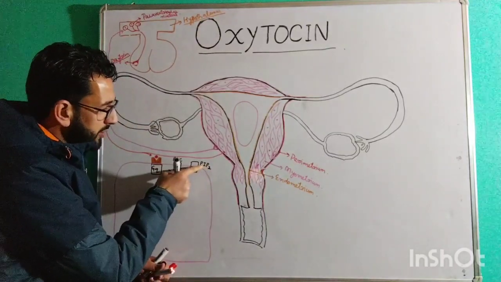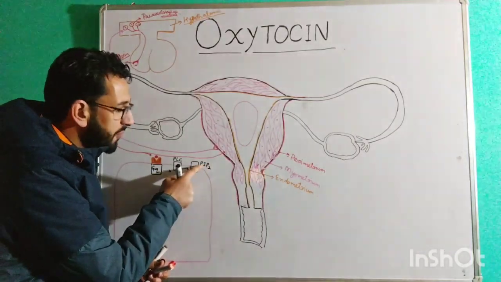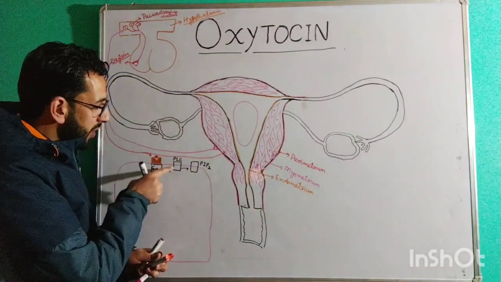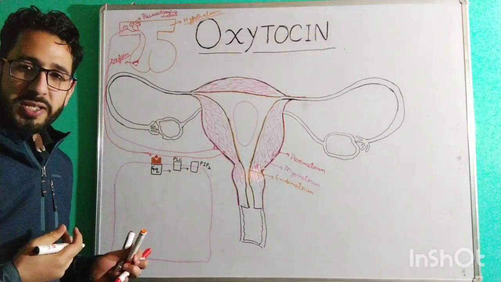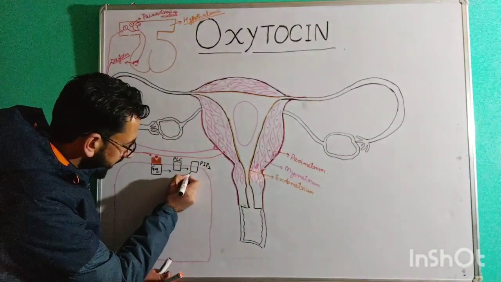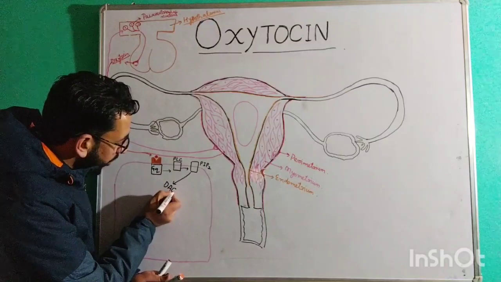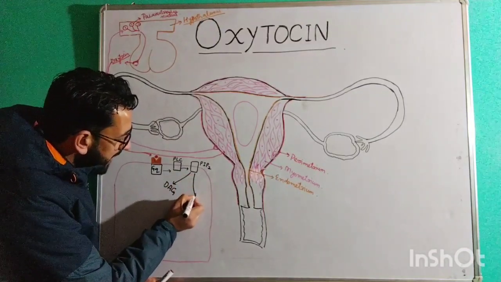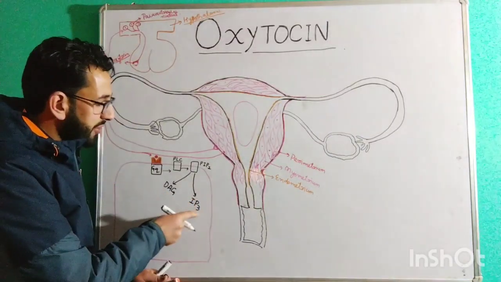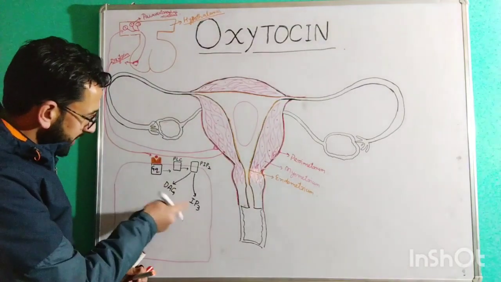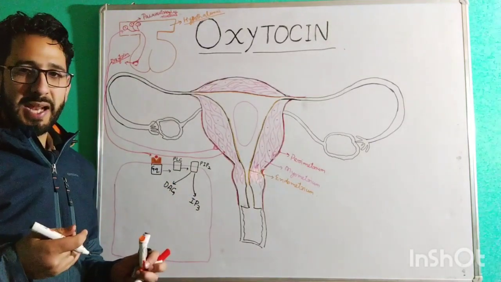PIP2 stands for phosphatidylinositol bisphosphate. Once phospholipase C acts on phosphatidylinositol bisphosphate, it is converted into two things. One is called diacylglycerol, and the second is called IP3. IP3 stands for inositol triphosphate. Fine. Once these two things are produced from PIP2, they have different roles inside the cell.